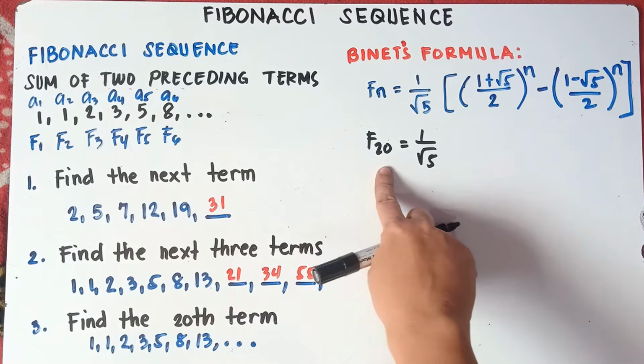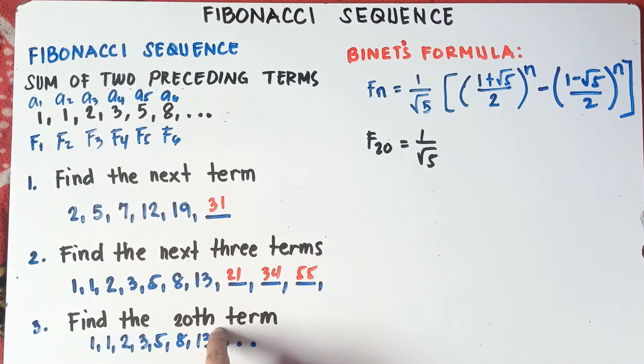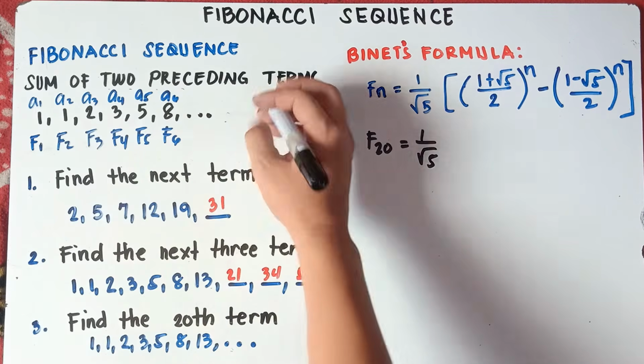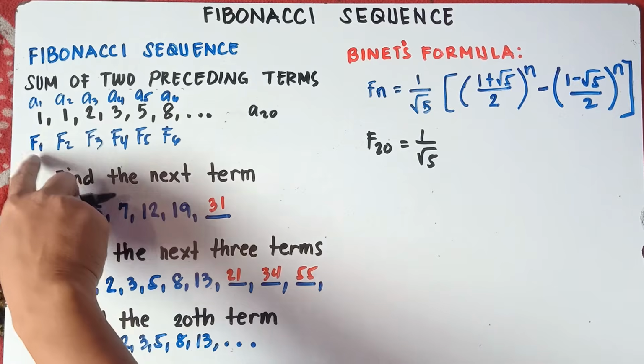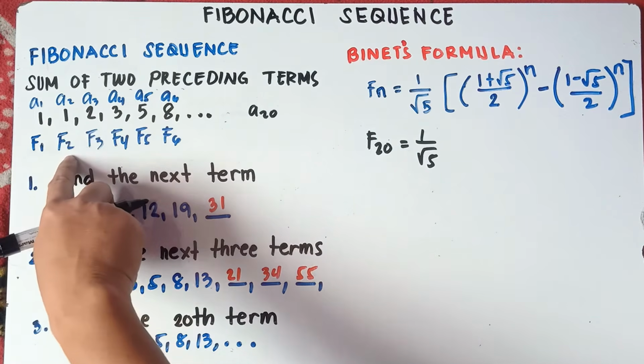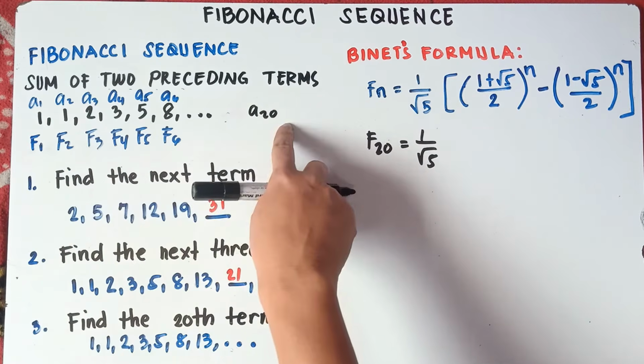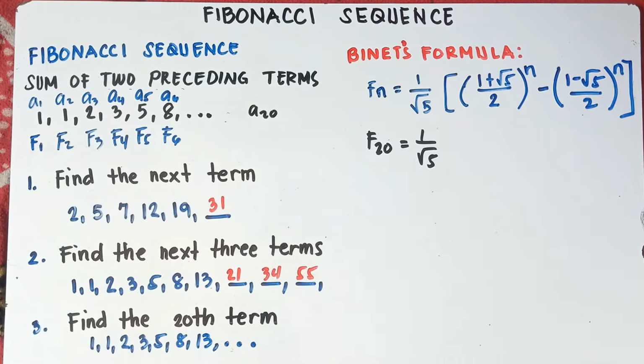Sir, why is it 20? Because you're looking for the 20th term. And the 20th term, that would be a sub 20. Okay, a sub 20, that's the same as f sub 20. Check, class. The first term is f sub 1. The second term is f sub 2. Therefore, the 20th term, that would be f sub 20.